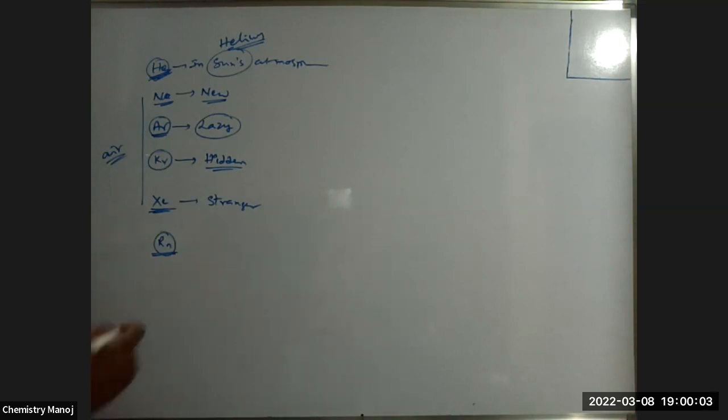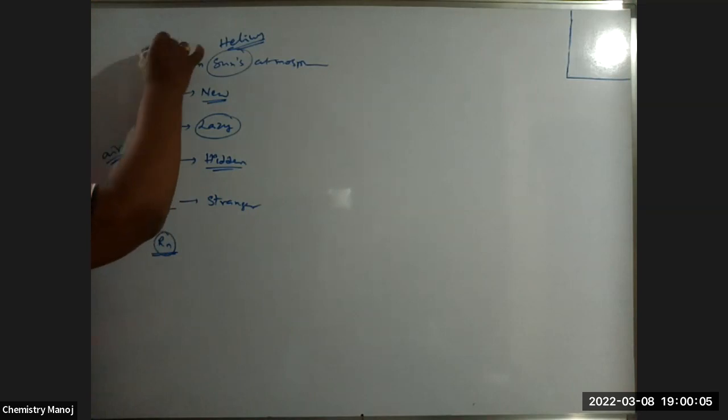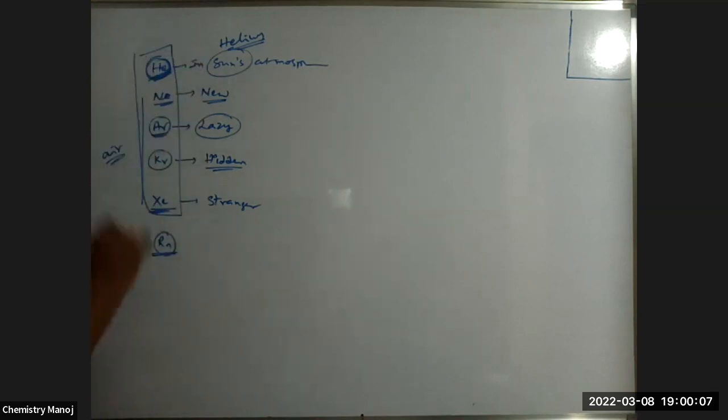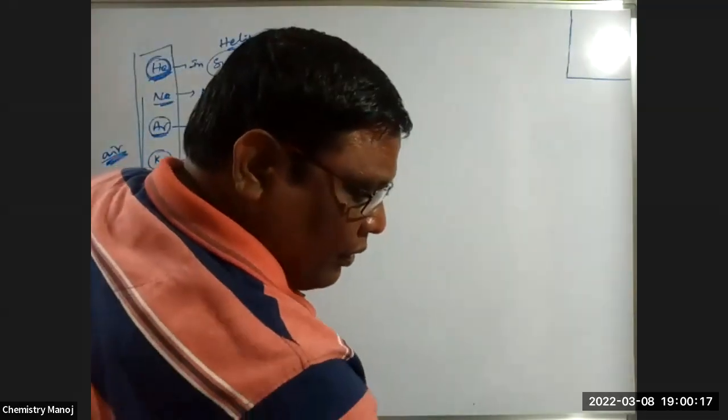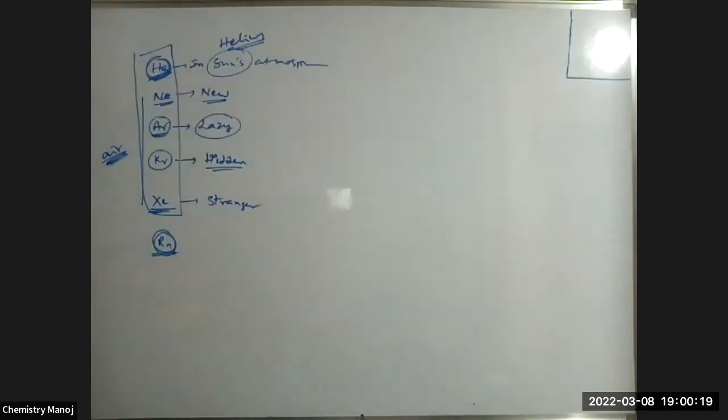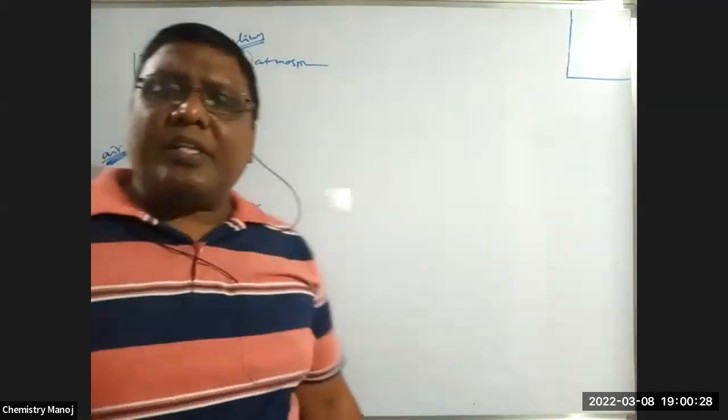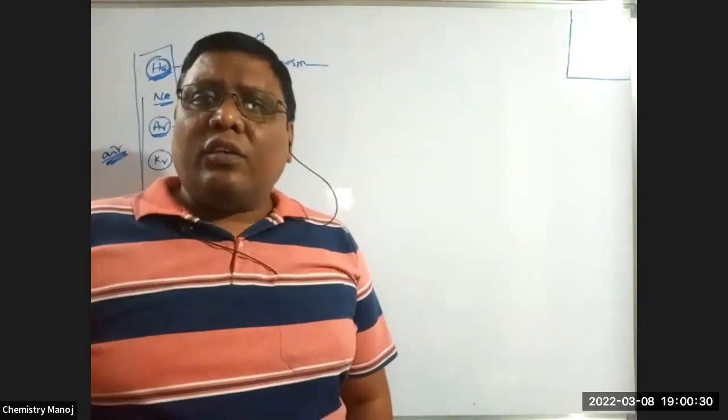At last, helium is also present in air. Therefore helium, neon, argon, krypton and xenon are present in air. The only noble gas which is not available in air is radon. Now, these are some physical properties and some history behind noble gases.